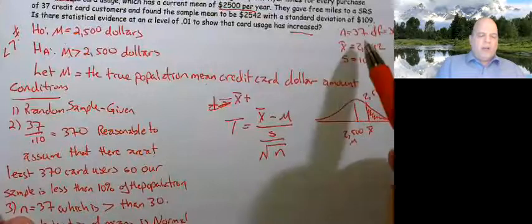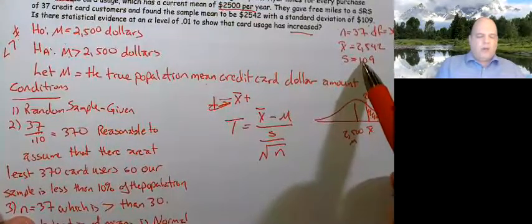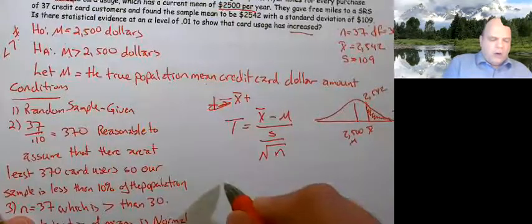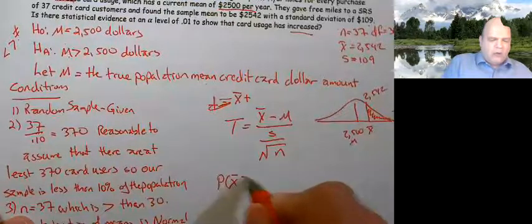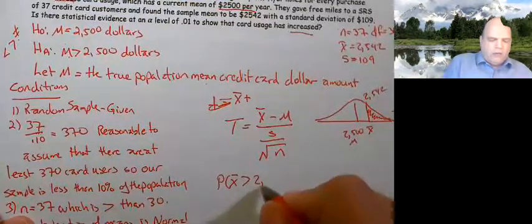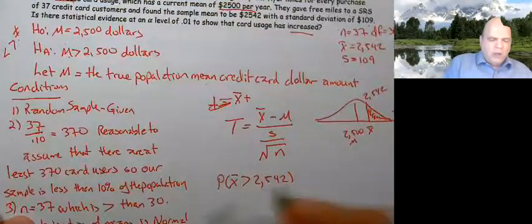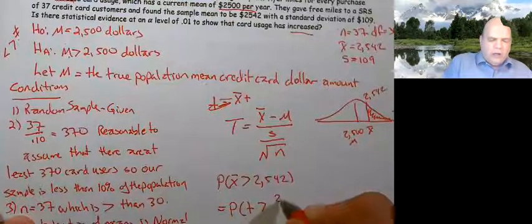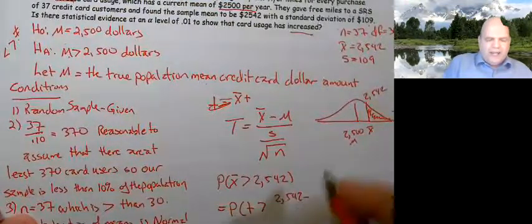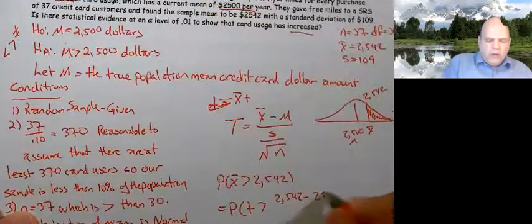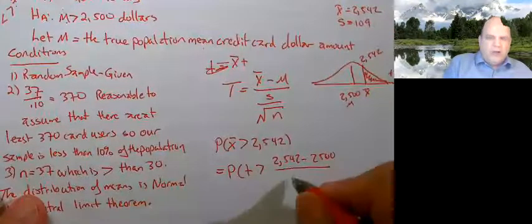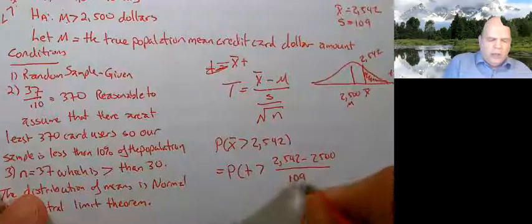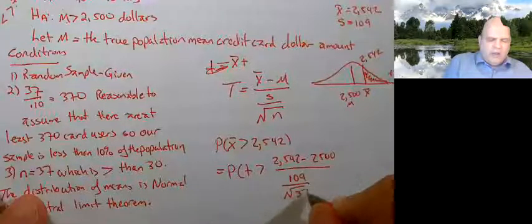All right, we've already labeled all of our input data, and so we're going to go ahead and plug in, and we want the probability that X bar is greater than 2,542, which equals a probability that T is greater than 2,542 minus 2,500, because that's the original claim, divided by our standard deviation of the sample, which was 109, and we had a sample of size 37.